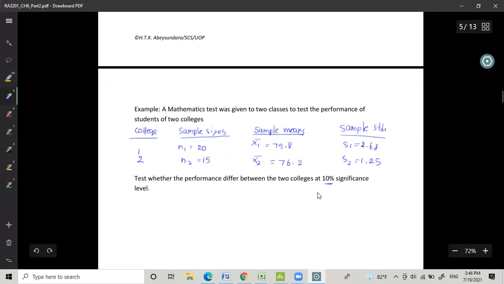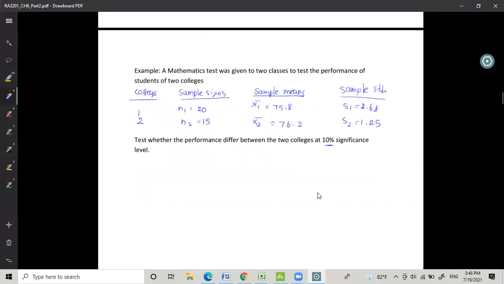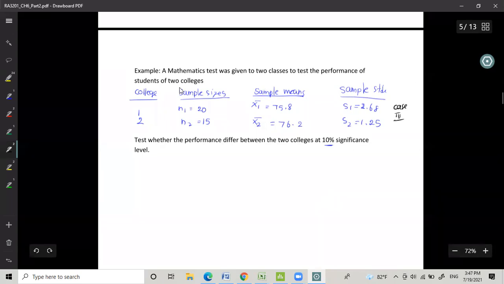Okay, so shall we do this one? What is the first thing you have to do? Look at the information and see whether it is case 1, 2, or 3. Do you know sigma? You don't know sigma. What you know is the sample standard deviation, S1 and S2. So sigma unknown, now look at the sample sizes. n1 is 20, n2 is 15, so both are small. So this is going to be the third case, right? So you know how to find it. Very good.